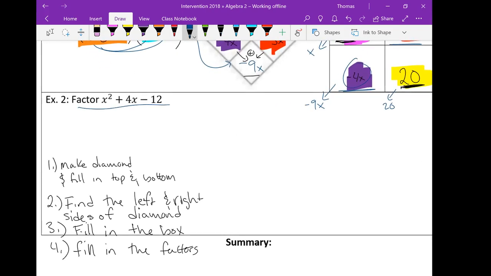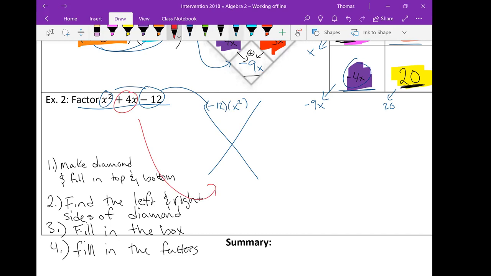So this first setting, factor that expression. I'm going to make a simpler diamond this time. On top, remember, it was our first and last terms multiplied, so this one's going to be negative 12 times x squared. And on bottom, it was our middle term. Negative 12x squared on top. On bottom, it's 4x.